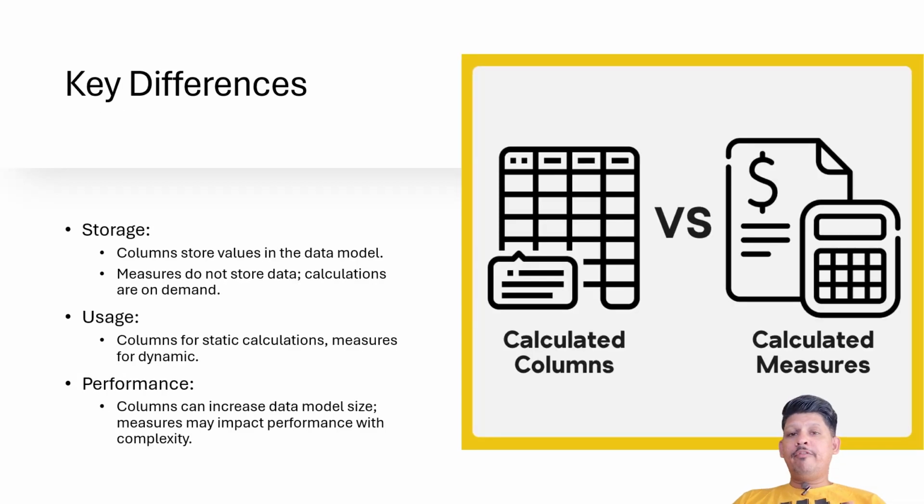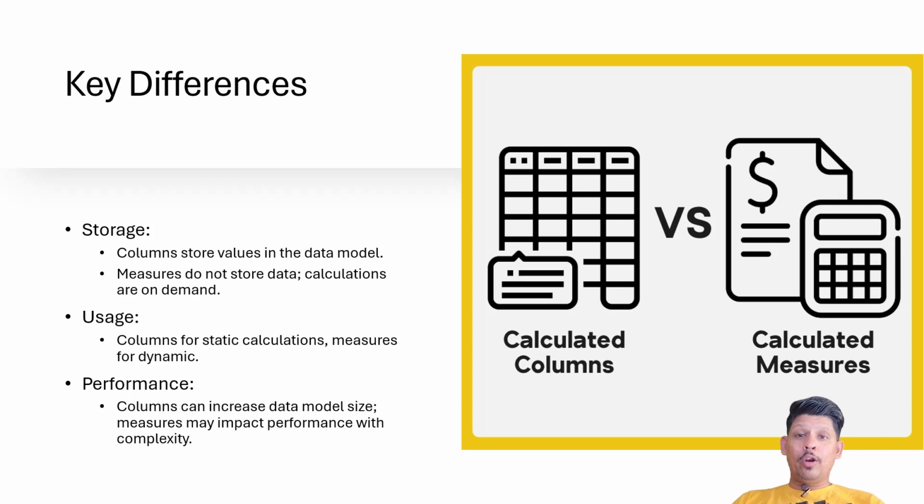Let's see further. The key difference between measures and columns is that a column is stored physically inside the table, and measures remain in memory as dynamic calculations. When we talk about usage, columns are the static data in the table, and measures are dynamic calculations. You cannot see those measures on the table; they are in temporary memory.